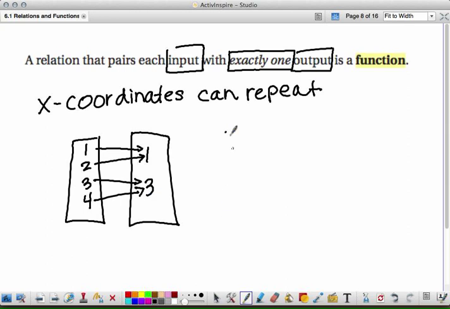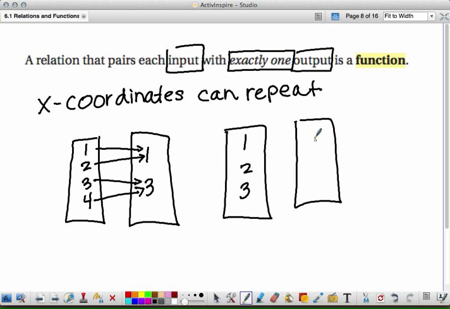But if we have something like 1, 2, 3, and then on our output side we have maybe a 2 and a 6. And we have (1, 2), (1, 6), (2, 6), (3, 6). This would not be a function because of this 1 repeating right here. This input of 3 has 1 output of 6. The input of 2 has 1 output of 6. It's okay for them to both have the same output, but this 1 has an output of 6 and an output of 2. And it can only have 1 output to be a function.